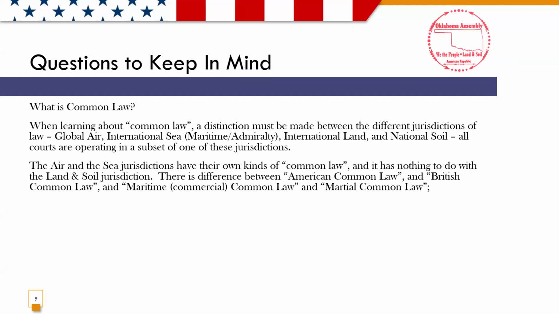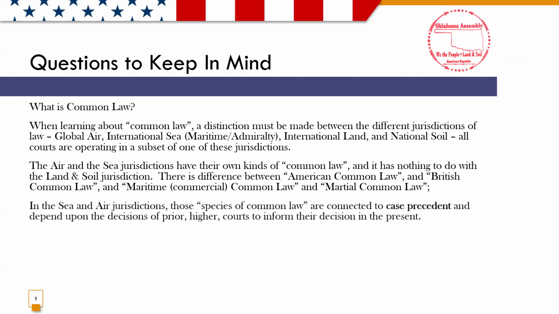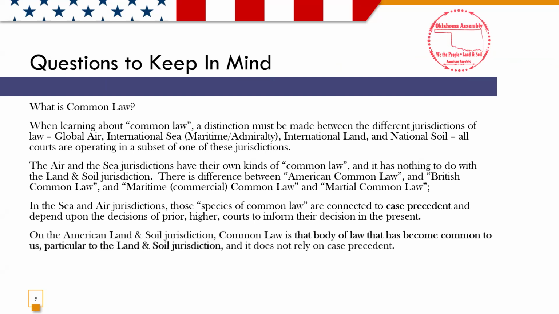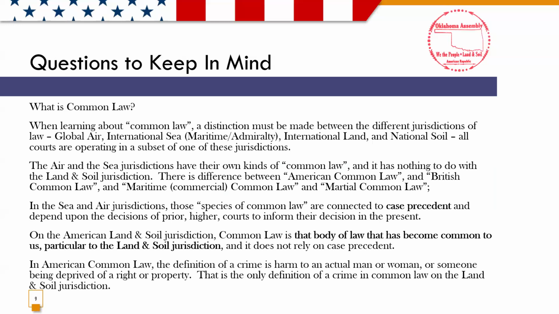There is a difference between American common law and British common law, and maritime commercial common law and martial common law. In the sea and air jurisdictions, those species of common law are connected to case precedent and depend upon the decisions of prior higher courts to inform their decision in the present. On the land and soil jurisdiction, common law is that body of law that has become common to us, particular to the land and soil jurisdiction, and it does not rely on case precedent. In American common law, the definition of a crime is harm to an actual man or woman, or someone being deprived of a right or property. That is the only definition of a crime in common law on the land and soil jurisdiction.